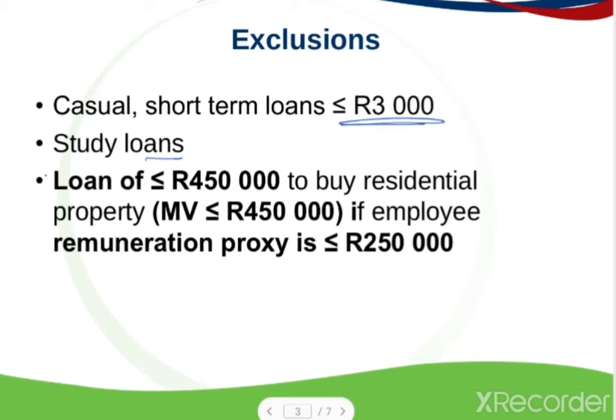The last one has a couple of criteria attached to it, but the essence of it is to basically encourage employees to obtain loans for residential housing, residential properties. So you have a loan that does not exceed 450,000 given to an employee by the employer, and the value of the property that they want to buy is 450,000 rands or less, provided that the employee's remuneration proxy is 250,000 rands or less. That loan, even if it is at low or no interest, will not trigger a fringe benefit.